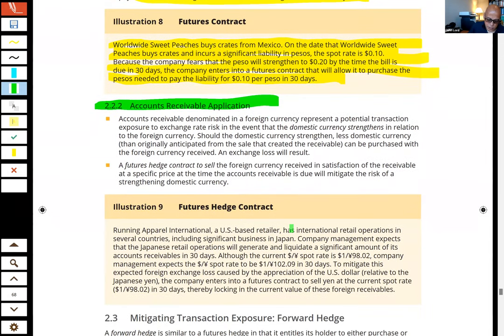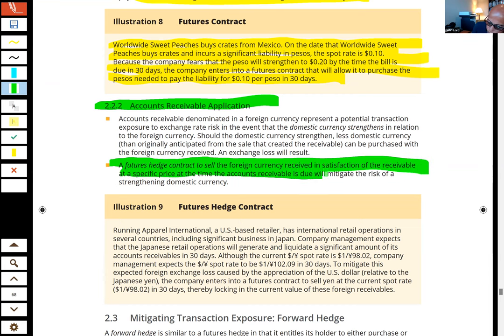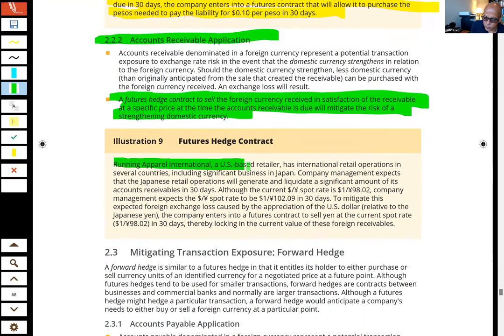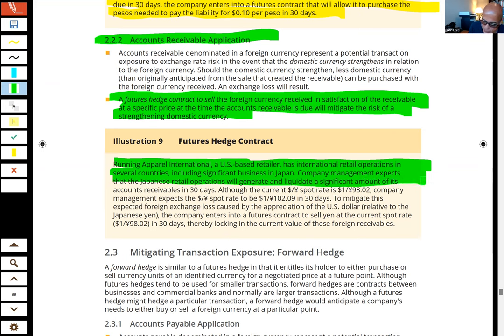Now, when you look at accounts receivable, a future hedge contract to sell the foreign currency received in satisfaction of the receivable at a specific price, at the time the accounts receivable is due, will mitigate the risk of a strengthening domestic currency. Take a look at this one. Running Apparel International, a U.S.-based retailer, has an international retail operation in several countries, including significant business in Japan. Company management expects that the Japanese retail operation will generate and liquidate a significant amount of its accounts receivable in 30 days. Although the current spot rate is a dollar to 98.02 yen, management expects that the dollar to yen spot rate will be $1 to 102.09 yen in 30 days. So we're literally going to lose, right?